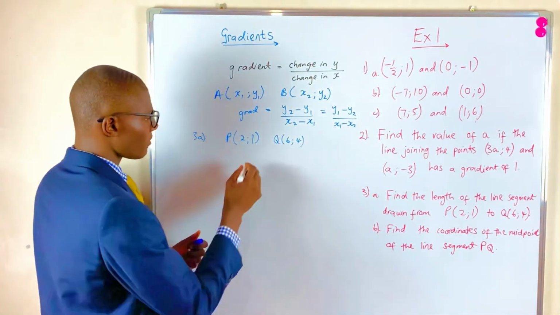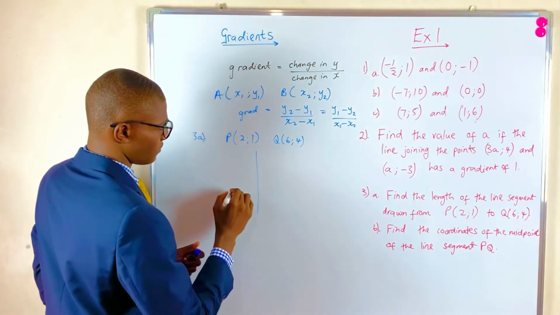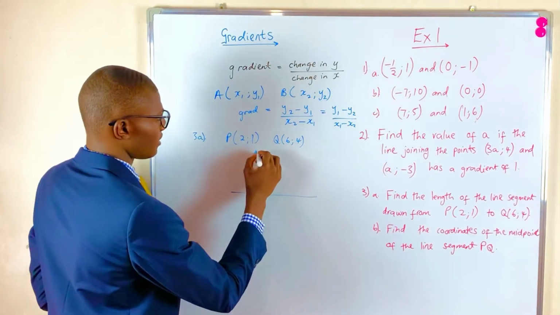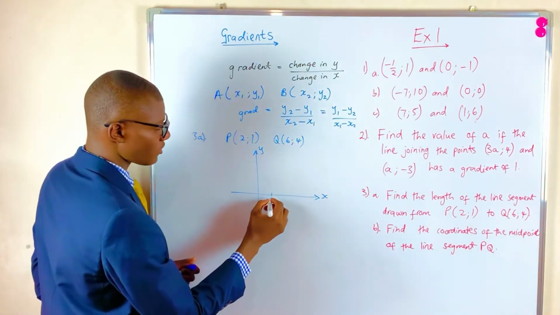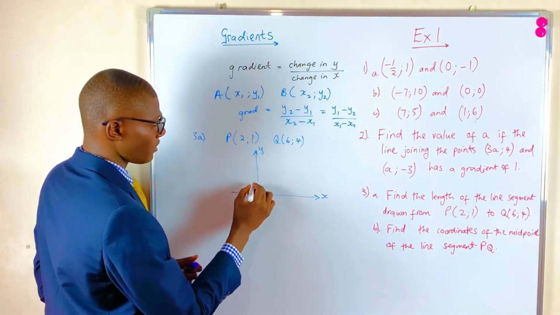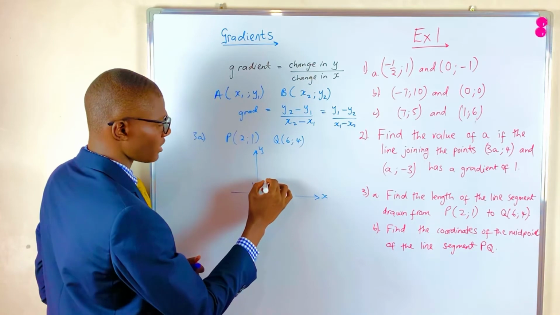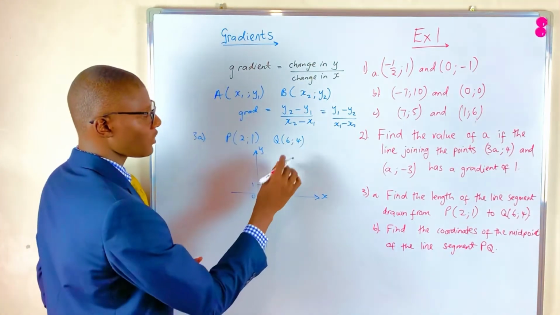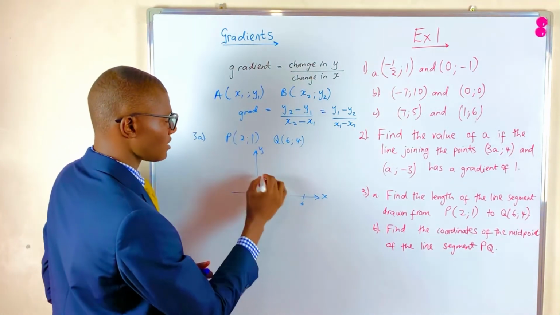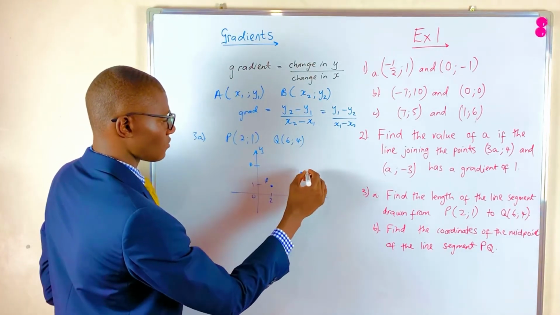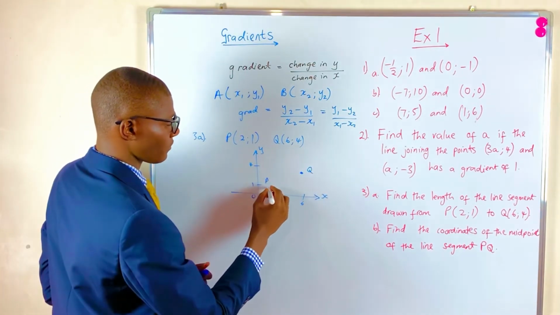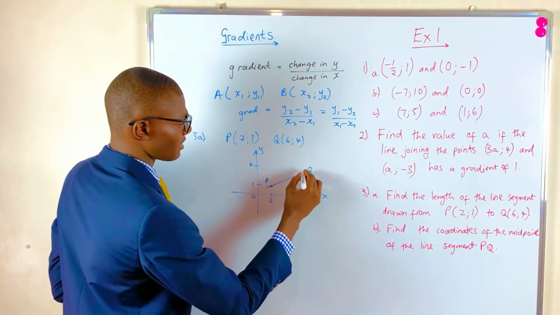To come up with a quick sketch, this is the y axis, that is the x axis. So for (2, 1), 2 is here, and then you've got 1, so this is our point P. And then point Q is (6, 4). So we'll say 6 there, and then 4 there. So this is point Q, and this is the line segment they're talking about.